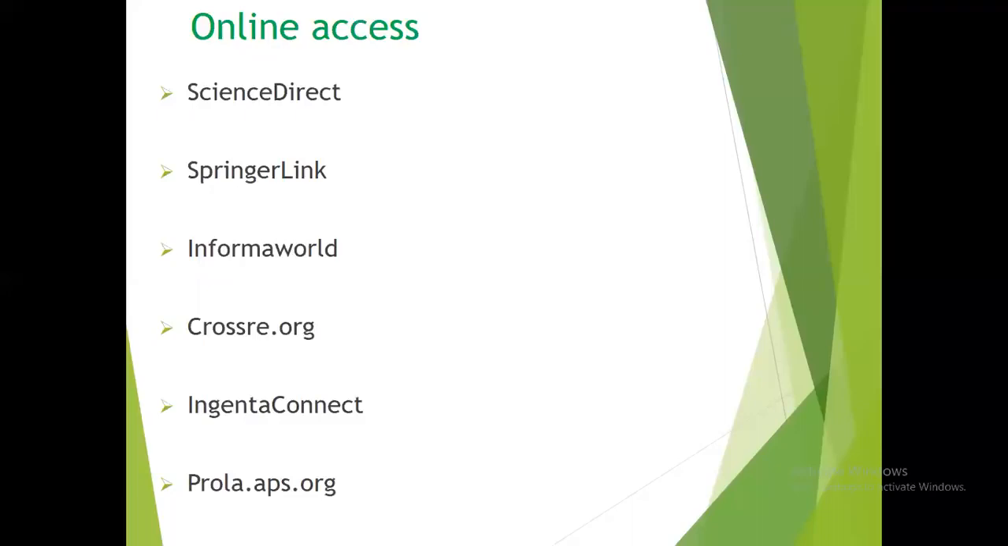Generally, ScienceDirect is very famous. Those who try to search for Elsevier articles directly can put in a keyword, or search by the article name, and then you get the option to download. Likewise, there is Informa World, and all these things will help you to access journal articles online.